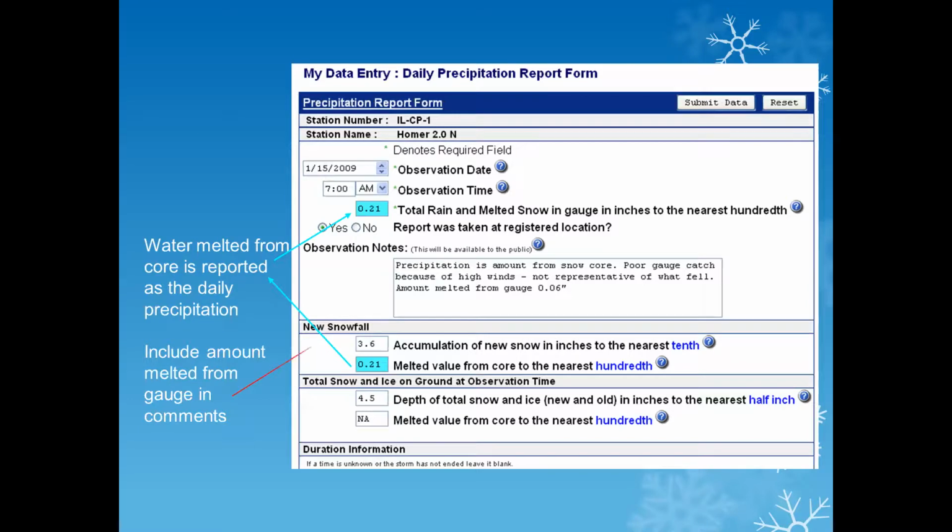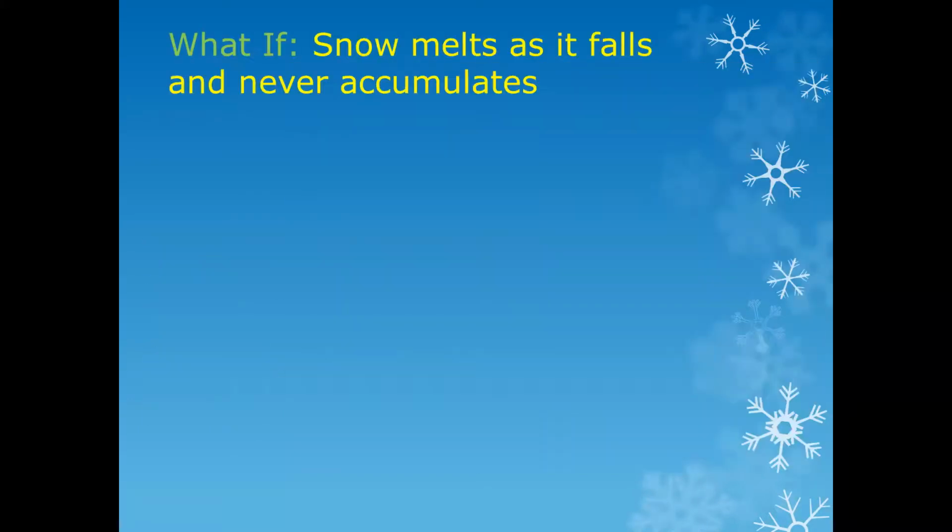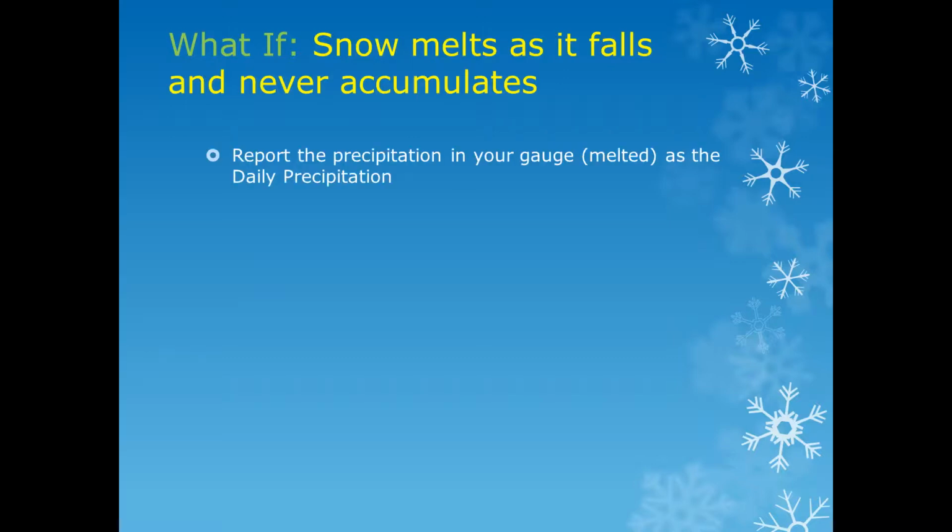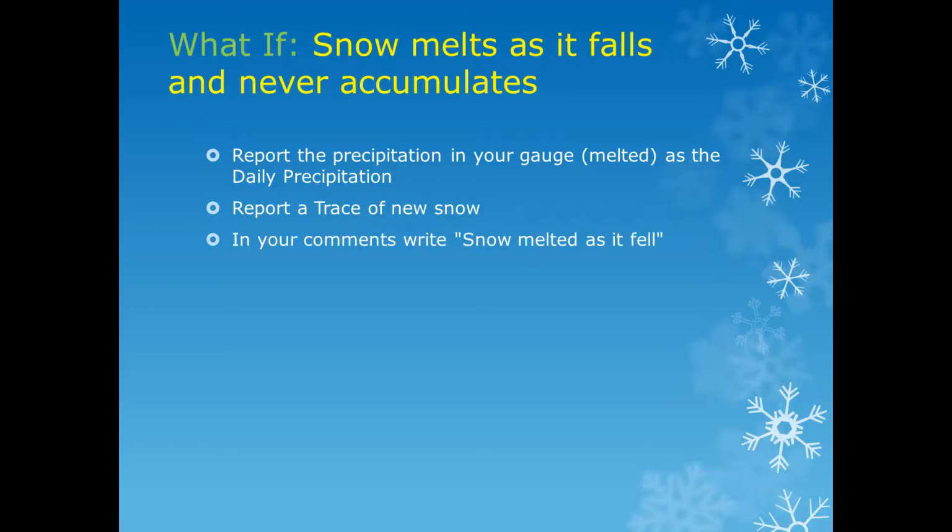We get this question a lot, or we see comments like, oh, I had snow, but it melted, so I didn't have any snow. Well, if it snows, you had snow. But what if it never accumulates? The temperature's 33 degrees and it's not snowing that hard, so it's melting as it hits the ground. You report your gauge catch as your daily precipitation. You report a trace of new snow, because it did snow, but it did not accumulate. Or if it accumulated, it was so brief you could not measure it, so it's a trace. And then in your comments, you should write snow melted as it fell. And you can put the times in there and whatever else you want to add.